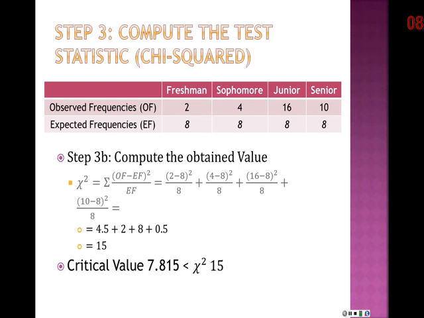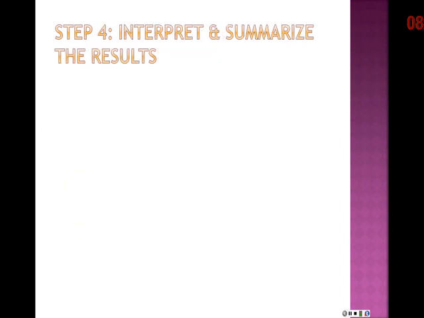So what do we do in this situation? What do we do when our chi-squared statistic or test statistic is greater than our critical value? We reject the null hypothesis. Okay? So what we're saying is there is a significant difference across these various groups.